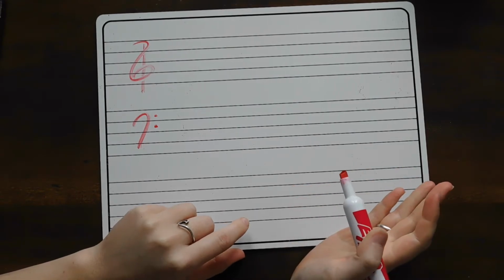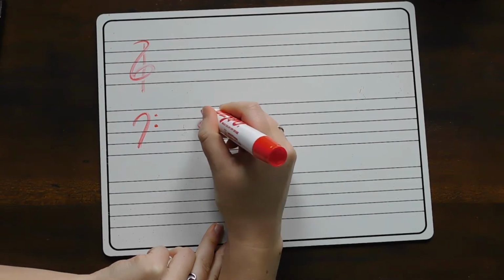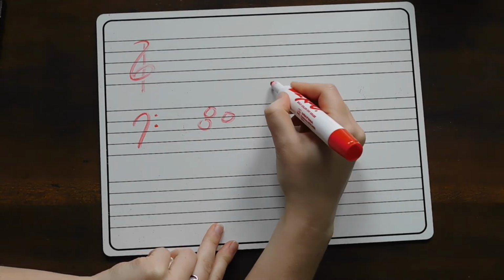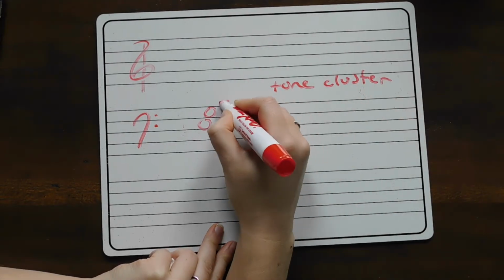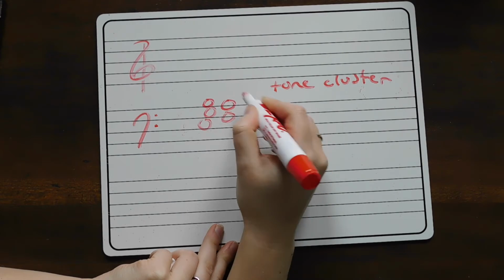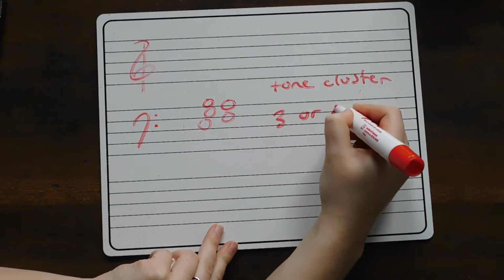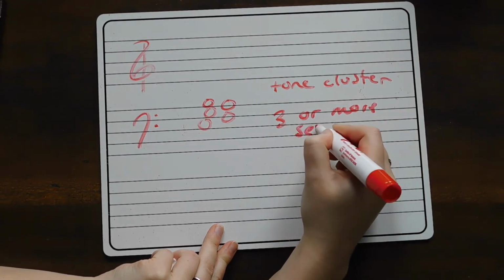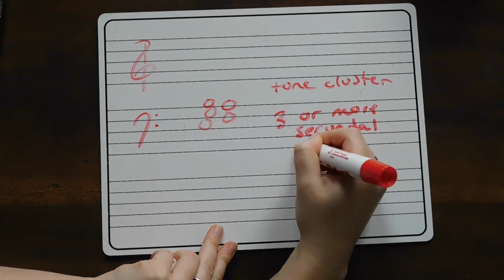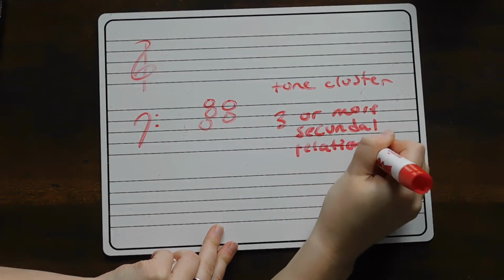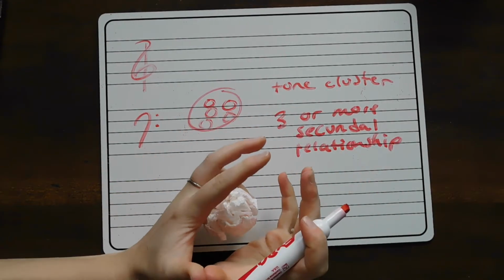3 or more adjacent pitches in secundal relationships. So 3 or more, so that would be like E, F, G is one. This is a tone cluster. And then if we have 4 or 5 even, this is a very big tone cluster, okay? So again, that is 3 or more secundal relationships, I guess, stacked all together. So this needs to be like a big cluster. It makes sense, it's a cluster, right?